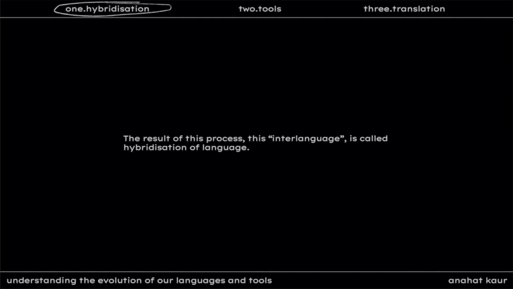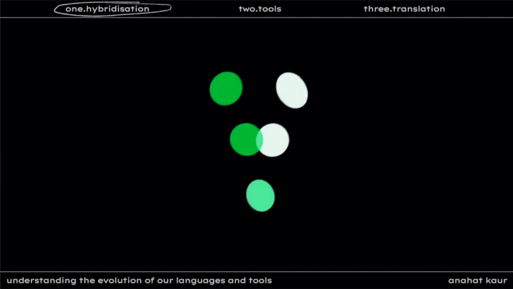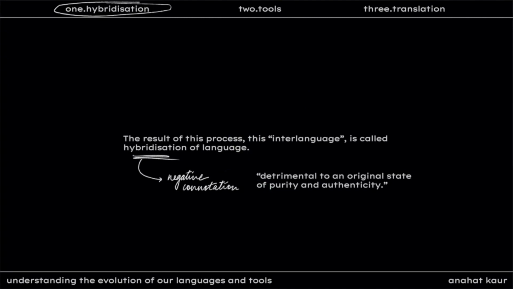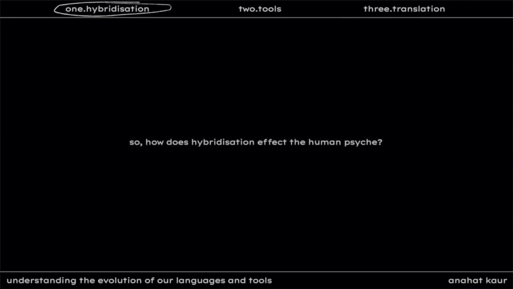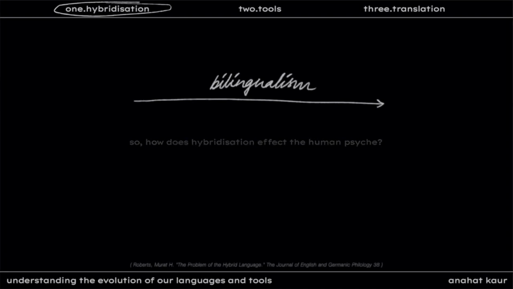The result of this process, the so-called interlanguage, is a hybrid form of language. The term in itself comes with a negative connotation with reference to the biological context of mixed breeding. Hybridization assumes that the process is detrimental to an original state of purity and authenticity. This raises critical questions about the negative connotation behind Hinglish and whether it is actually detrimental for its speakers. For this, we must understand how hybridization affects the human psyche. And to understand this further, I came across a research by Murat H. Roberts, who insightfully explains the nuance of this phenomenon.